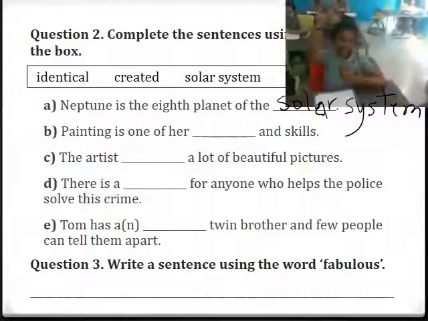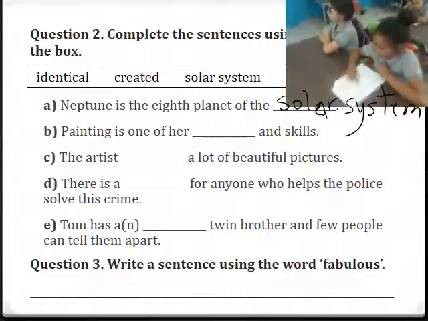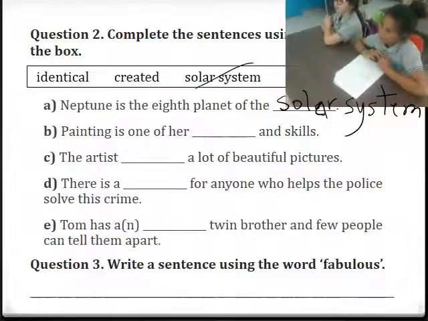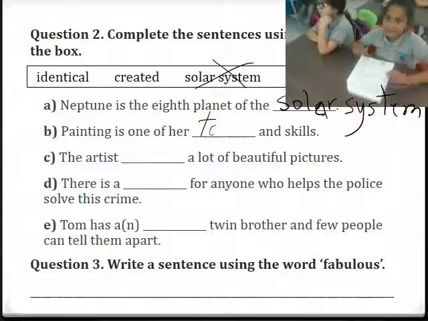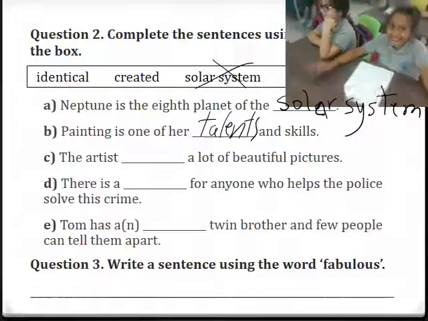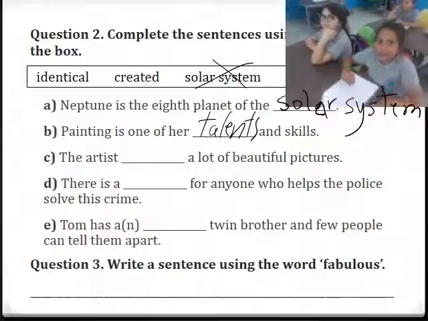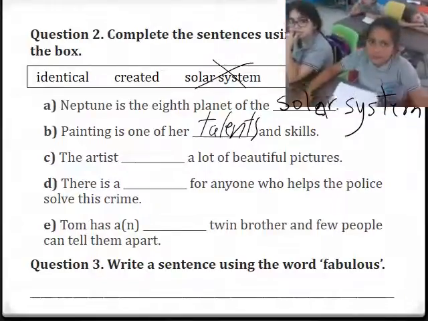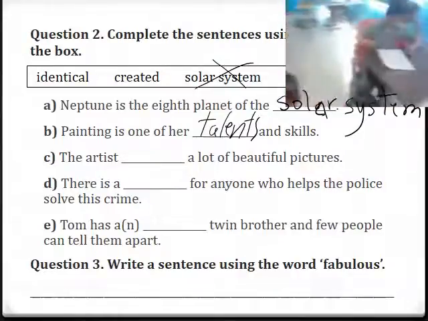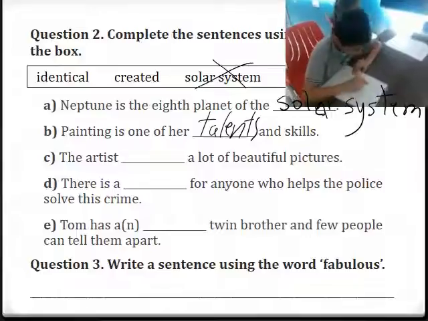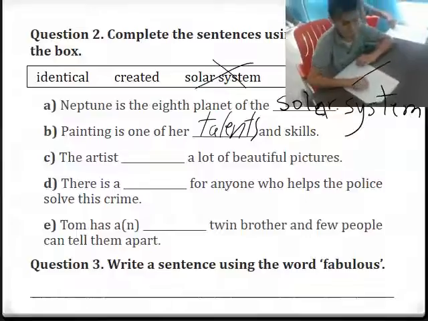Yeah, Celine. Okay, read it. Painting is one of her talents. Which one? Talents. Very good. What's the meaning of talents, Celine? It means when you love something and you love to make it. Yes, and it's also something that you are naturally good at. Okay. Next one, Ali, read it. The earth is a lot of beautiful pictures. Yes, which word?